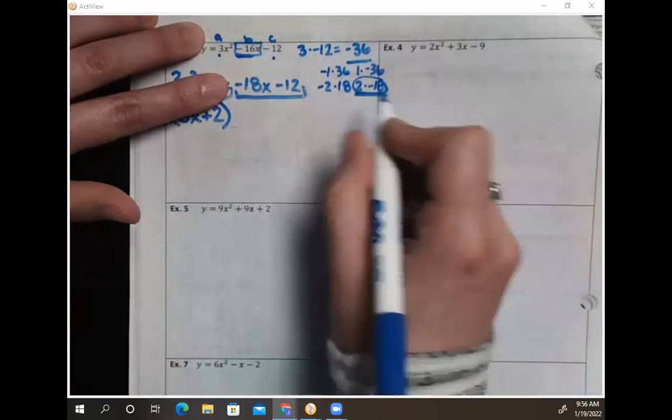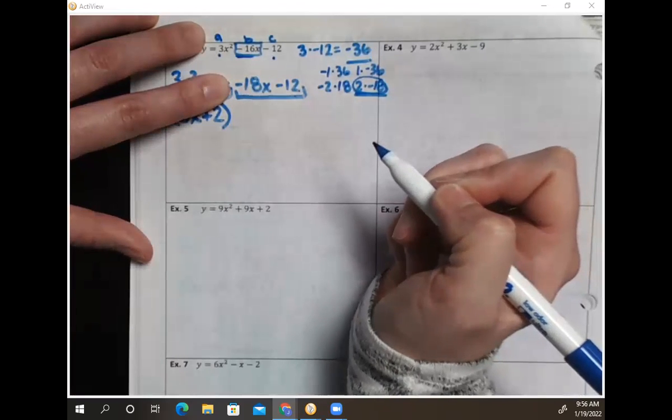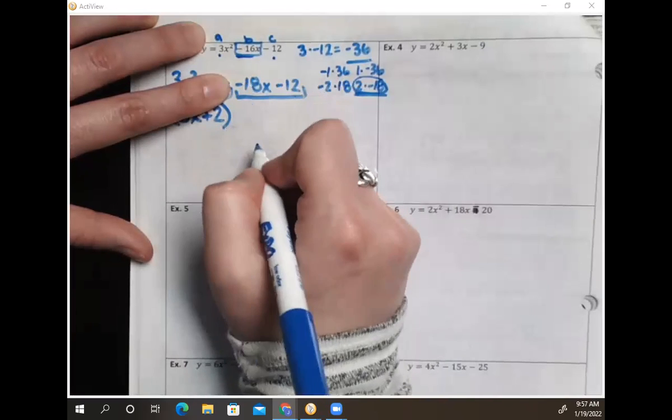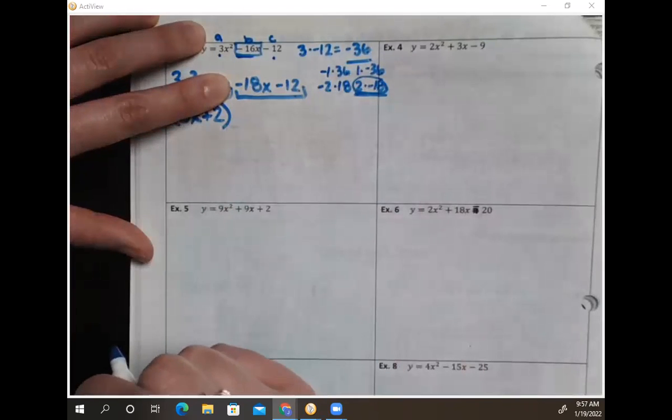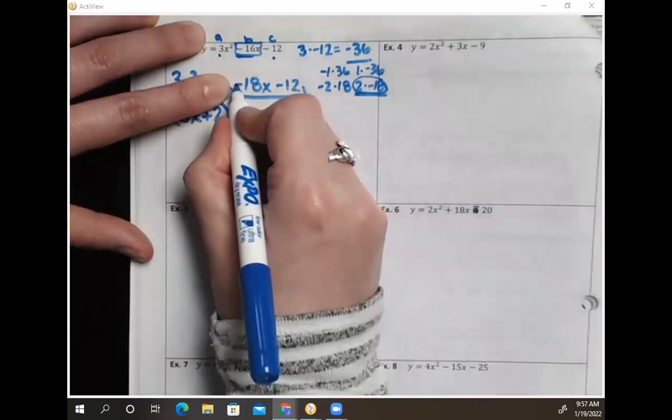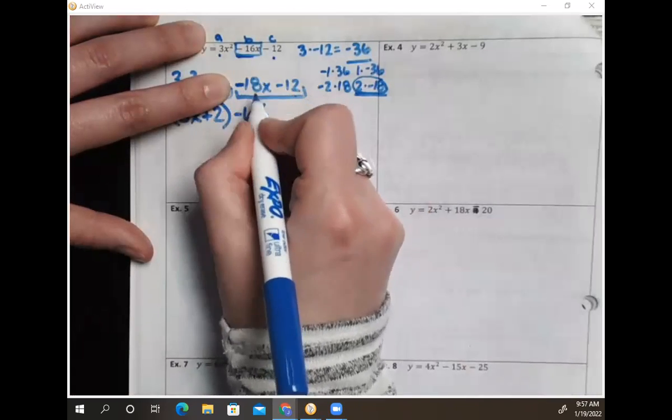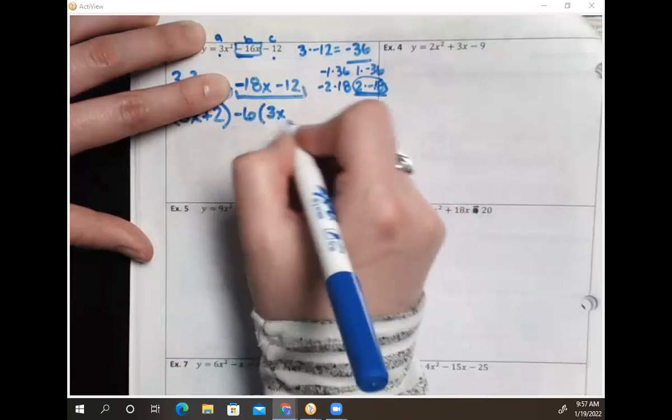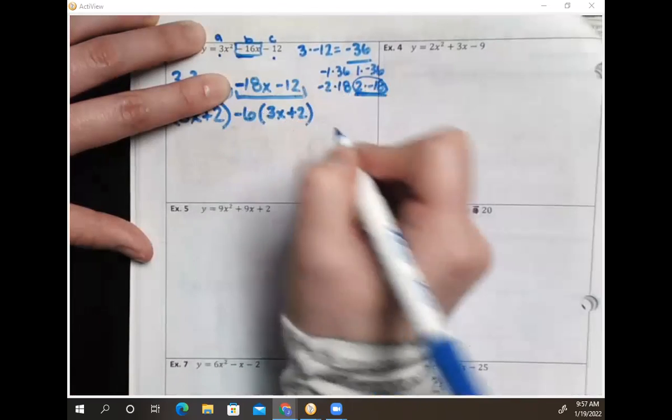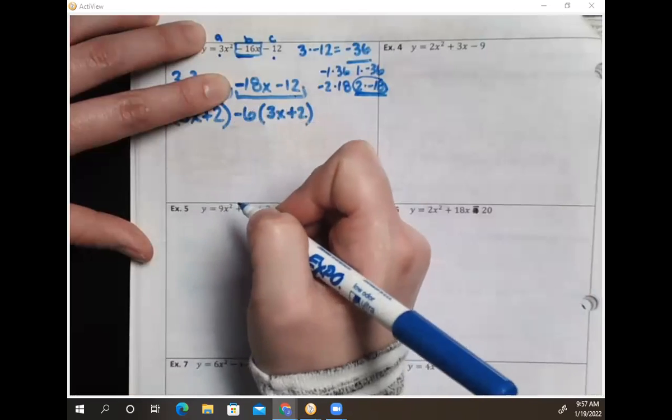Now do the same thing here. What do these terms have in common? I could divide them both by 3 would work. Something a little bit bigger works too, though. 6, yeah. And since this guy's negative, I'm going to do a negative 6. So negative 18x divided by negative 6 is 3x. Negative 12 divided by negative 6 would be positive 2. So I divided both of these by the biggest number that I could.